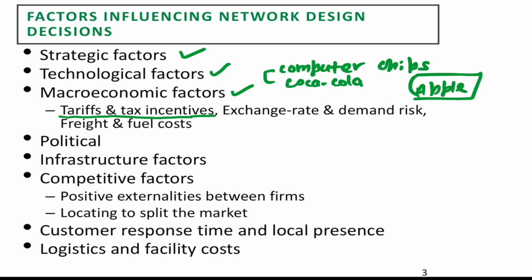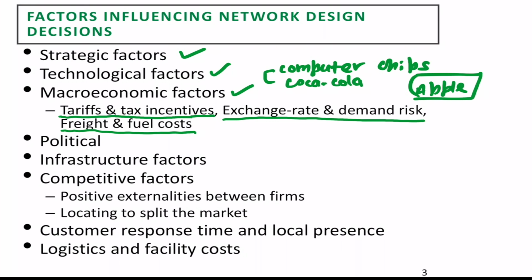Another macroeconomic factor that businesses have to keep in mind that has impact on network design decisions is exchange rate and demand risk. So depending on the economy and many other factors, currencies usually fluctuate, and that creates a lot of challenge for businesses which are competing globally. So for example, if a company is in US and the dollar becomes strong, then exports will be hurt.